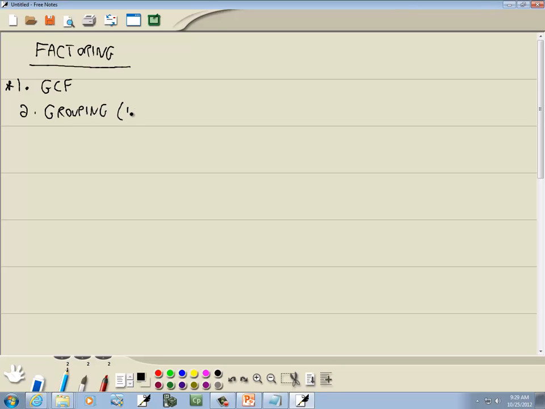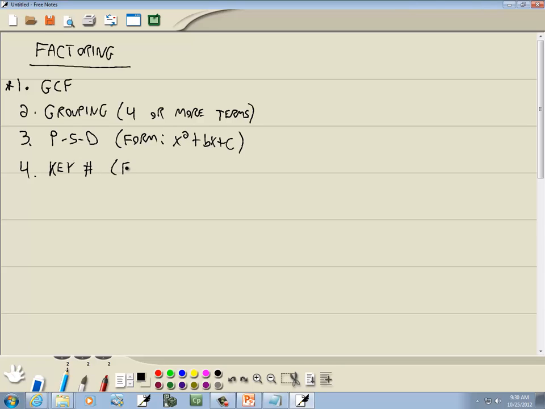Now, grouping, you do when you have 4 or more terms. Our third one is the PSD method, and that's when you have the form x squared plus bx plus c. And our fourth method is the key number, and that's when you've got the form ax squared plus bx plus c.